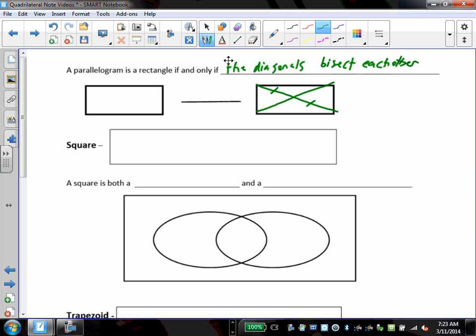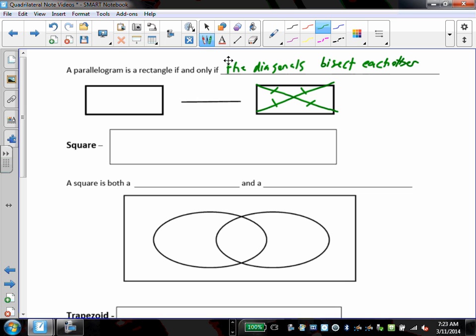Now, another thing that we know about rectangles that is not always true for your parallelograms is that the diagonals are also the same length. So that is kind of a nice feature that we can use, which is just simply not always true for your parallelograms. So they not only bisect each other, but they are also equal to each other.